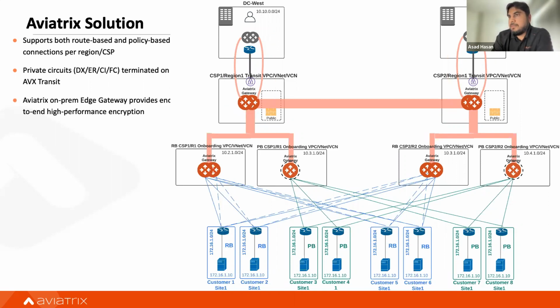We do have edge gateways that you can spin up in your on-premises environment. Those edge gateways are in the form of a VM that you can deploy on ESXi or KVM in your on-premises world. That gives you high performance encryption. This is applicable when you or your customer are using Direct Connect or ExpressRoute.